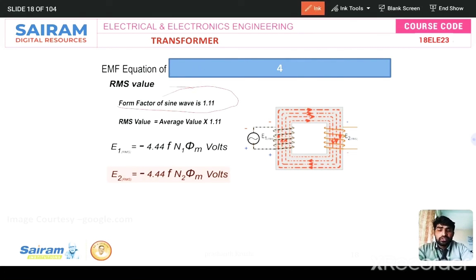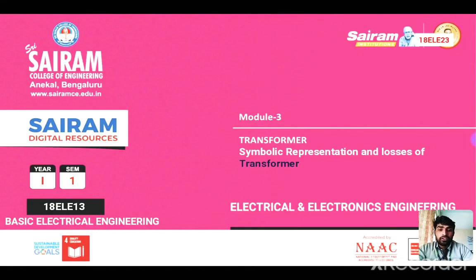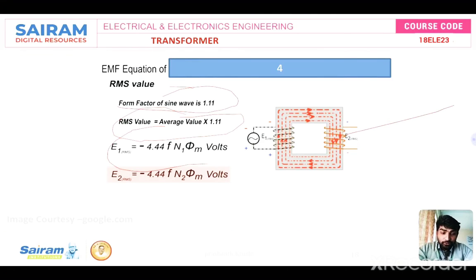So form factor for a sine wave is 1.11. RMS value is equal to average value into 1.11. So E1 is equal to 4.44 f phi m N1 volts. E2 is equal to 4.44 f phi m N2 volts. If you want the turns ratio, you can write N2 by N1 is equal to E2 by E1 or I1 by I2, that is equal to K. Okay. Thank you.